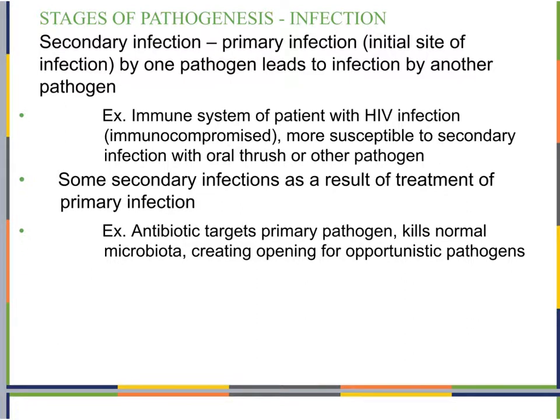Another type of infection is a secondary infection. So when we talk about a secondary infection, this, of course, means that there's a primary infection, and the primary infection is the initial site of the infection. So wherever that infection started is obviously the primary infection. And then that primary infection by one pathogen can lead to an infection by another pathogen.